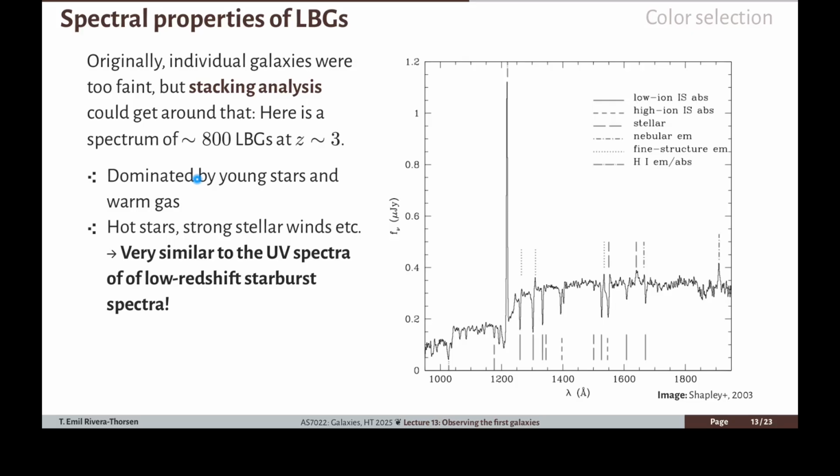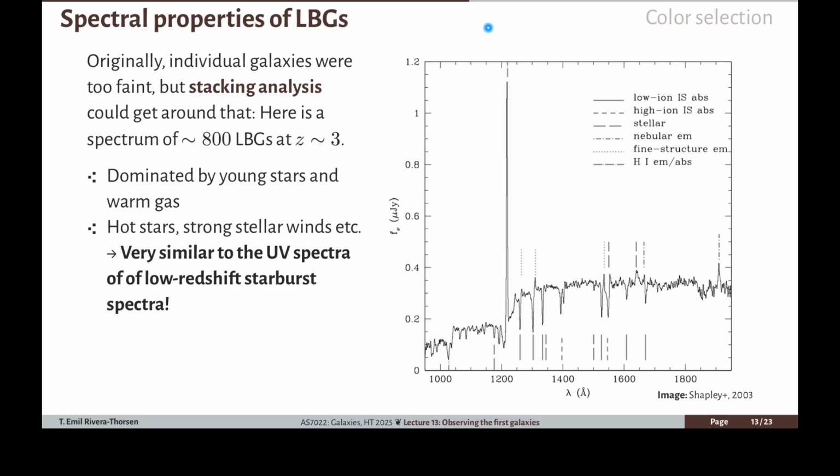So in order to understand what LBGs, these Lyman break galaxies, were, people also started to take some follow-up spectra, of course. And then there's this paper here where somebody did what we call a stacking analysis. That's because originally, back in 2003, these individual galaxies were too faint to get a good spectrum of, right?